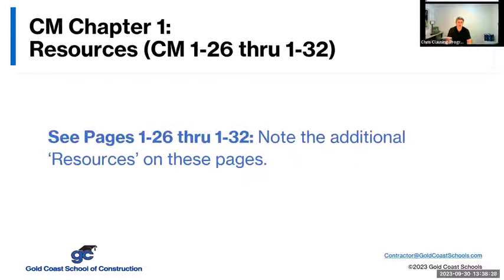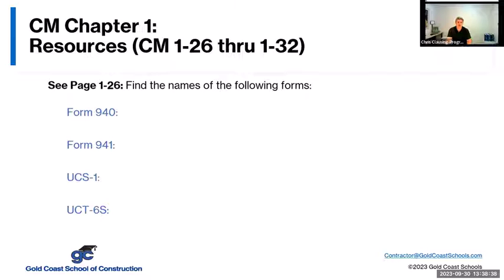Again, you don't have to memorize all these. You don't have to read through all this. Just know kind of what's there and where to access it if you get questions on those specific pages. So let's find the names of the following forms. If you go to page 126, you can see these forms on 126, and I think they continue to 127.